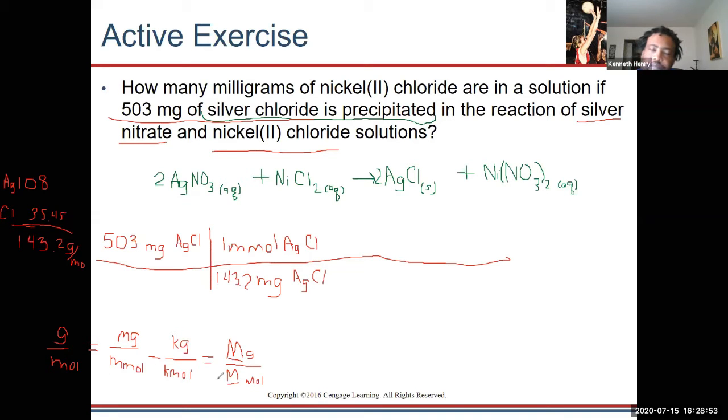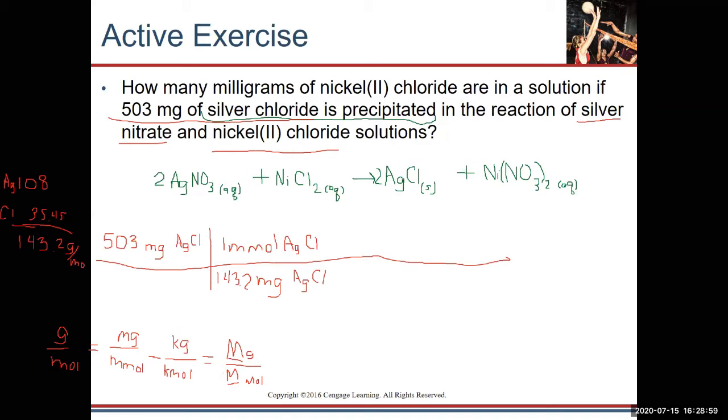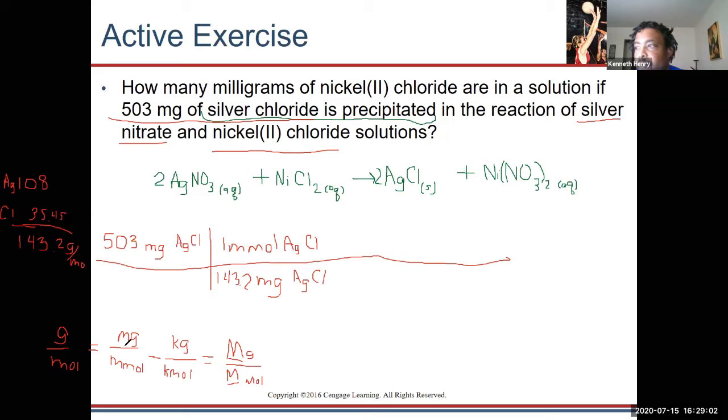Because these are all equivalent, right? You want to know why they're equivalent? Because you have the millimole on top, so it's equal. Milligrams to millimole. That's right, exactly. 1 gram equals 1,000 milligrams, and 1 mole equals 1,000 millimoles. So you have 1,000 over 1,000, so it just cancels out. Yeah, makes sense.